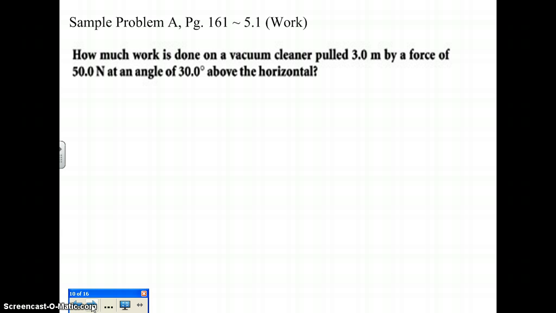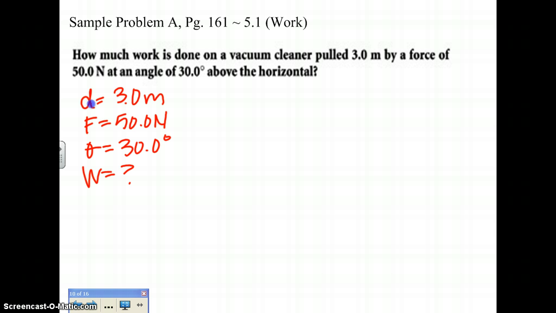Okay, so your example problem here. How much work is done on a vacuum cleaner pulled at a distance of 3.0 meters, at a force of 50.0 newtons, and an angle of 30.0 degrees? So how much work? Do you remember what the units were for work? They were joules, okay? So with that in mind, you want to make sure you're in degrees again.